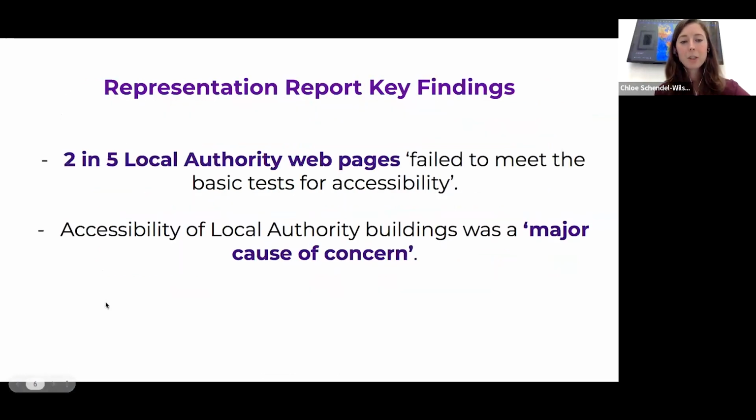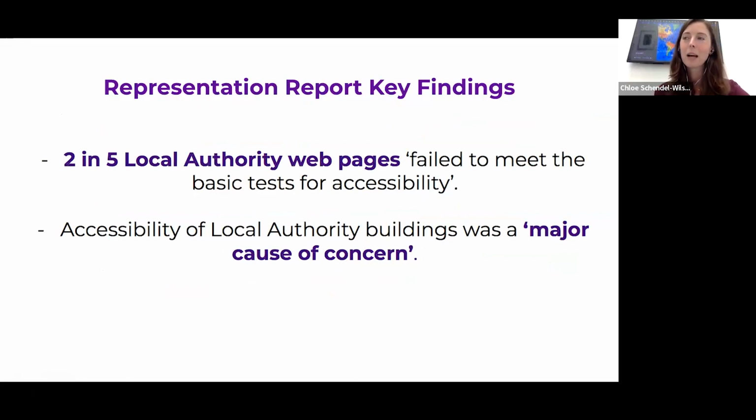We found that 2 out of 5 of the local authority pages, this is from another source, I think this was Scope who did this research, failed to meet their basic tests. So even when people were to engage with their local council, when we go on the web page, nearly half of the time people wouldn't even be able to access it.